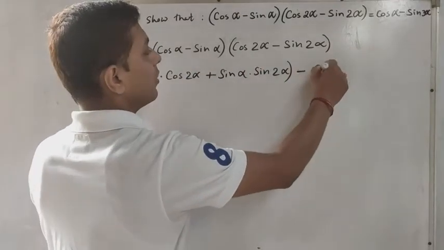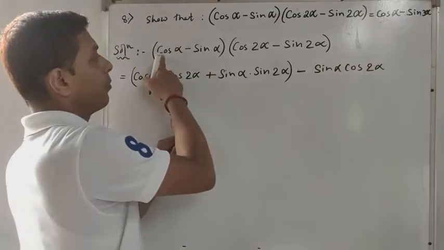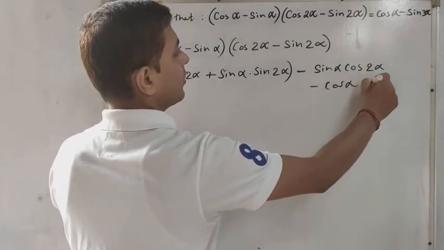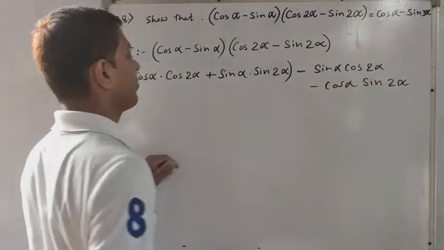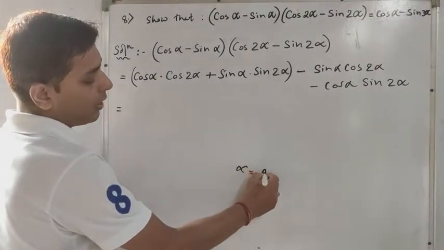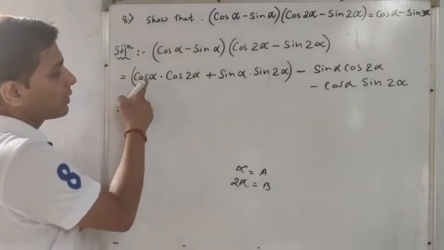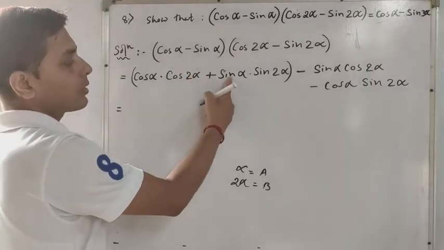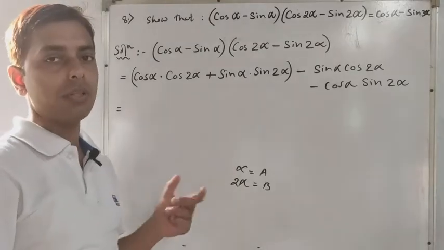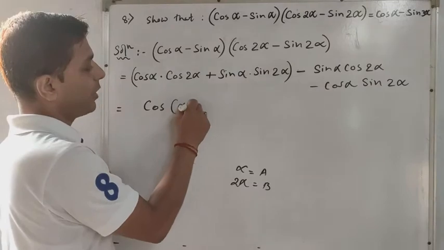sine alpha cos twice alpha, then plus into minus is minus, cos alpha sine twice alpha. Okay, if you consider alpha to be A and twice alpha to be B, then what it is of the form, look at cos A into cos B plus sine A into sine B, isn't it? Cos A into cos B plus sine A into sine B, you know that is cos A minus B. So you can write here cos A minus B, that is alpha minus twice alpha.